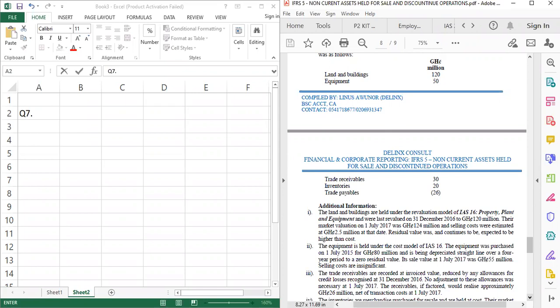Okay, so the land and building are held under what? Revaluation model. And they were last revalued on what date? 31st December 2016, at 120. The market value on 1st July 2017 was 124, and selling costs were estimated at 2.5 at that date. The residual value was and continues to be expected to be higher than the what? The cost. Okay, let's move on.